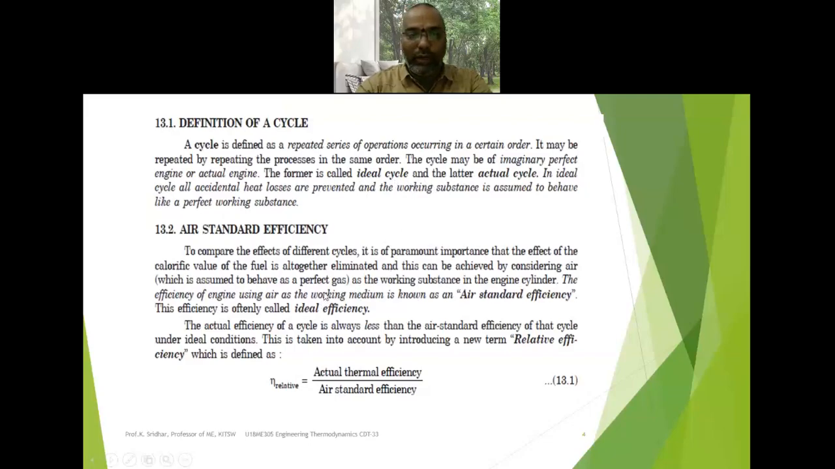Now how can we define the air standard efficiency, which is also known as the ideal efficiency? It is nothing but output by input, that is the basic one. The work done divided by the heat supplied is the air standard efficiency. Similarly, we can define the relative efficiency also. It is the ratio of the actual thermal efficiency to the air standard efficiency. That is the definition of the relative efficiency.